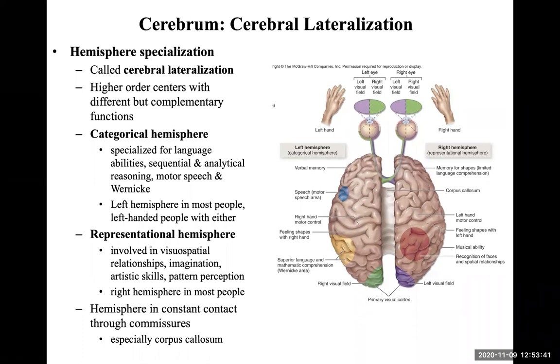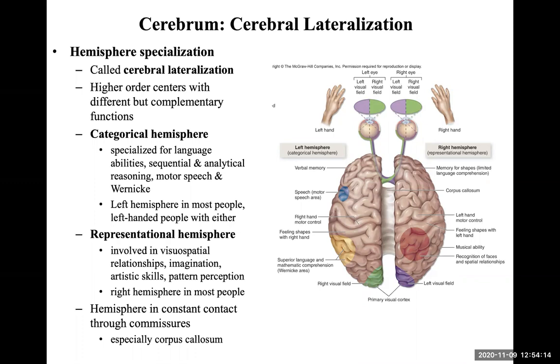The right side of the brain is what we call the representational hemisphere. This is the hemisphere that is often associated as being the seat of your imagination. Musical ability is found in the right hemisphere. What other things? Shape, being comfortable with three-dimensional navigation.